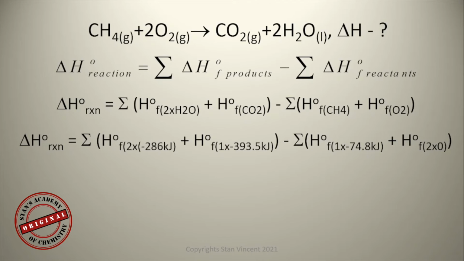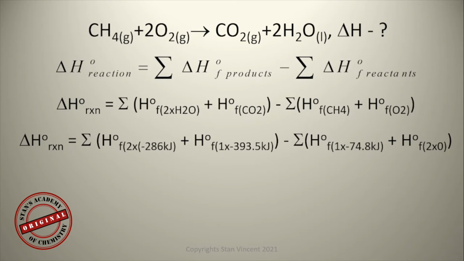Now in the balanced equation, we know with the products, there are 2 moles of water and 1 mole of carbon dioxide. So we are going to replace the value of the enthalpy of formation of water and carbon dioxide in the previous equation. So we can write it as delta H0 reaction equals the sum of the enthalpy of formation of water, there are 2 moles of water, therefore 2 times minus 286 kilojoules, plus 1 times minus 393.5 kilojoules for the formation of 1 mole of carbon dioxide.